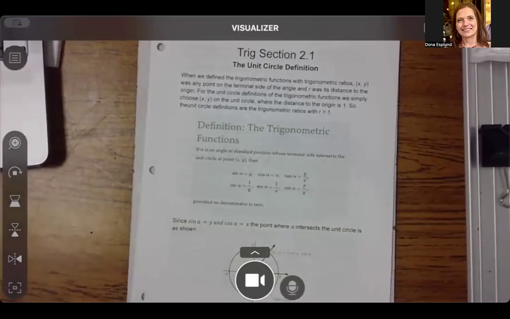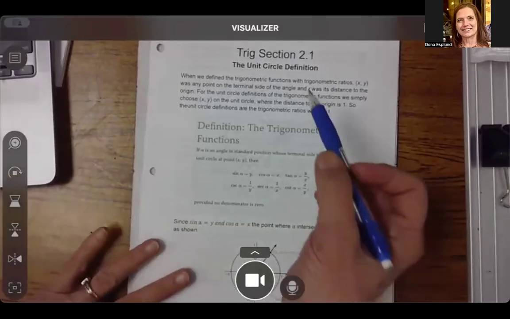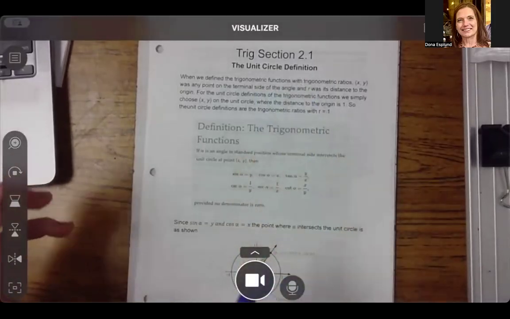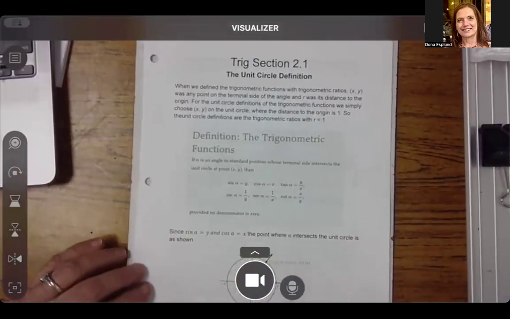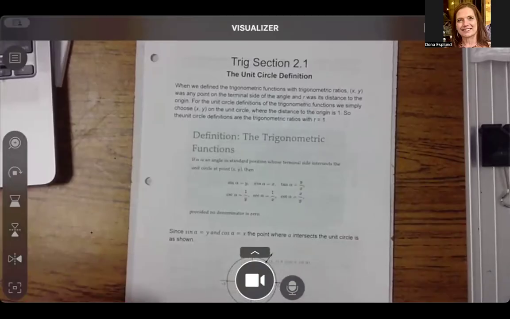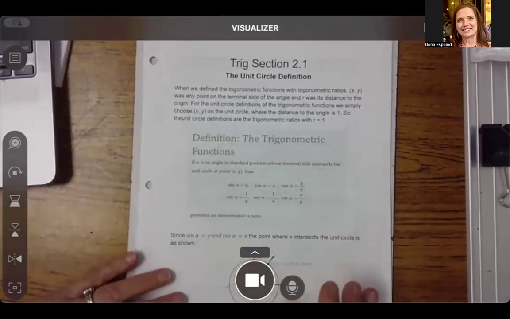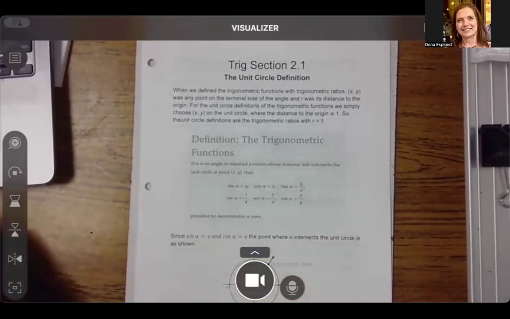This one's about our unit circle definitions. We're also going to be graphing some of our trig functions. Hopefully the first part of this will be kind of a review. I wanted to remind you from our unit circle that we had.